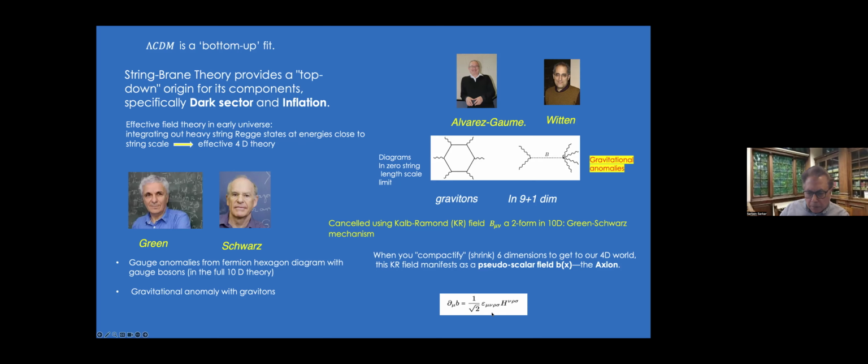Okay, so I don't know whether you can see my pointer here. D mu b, which is given in terms of the field tensor. The field tensor H nu rho sigma is the field tensor associated with the gauge field B mu nu. That's why it's got one more tensor index.